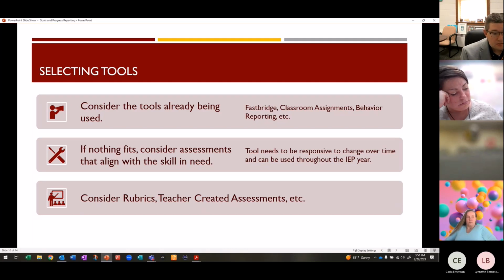These tools need to be responsive to change over time, and they need to be able to be used throughout the IEP year. So if a student is going to be moving to a different grade level or a different school the next year, we want to make sure that we're picking assessments that can be used in both settings. When those tools that are already being used don't fit, we want to consider things like rubrics, teacher-created assessments, or other assessments that we might have available that measure the skill that we're trying to address.